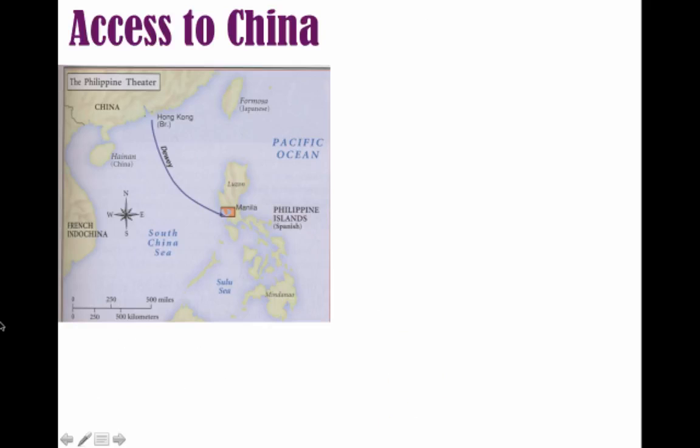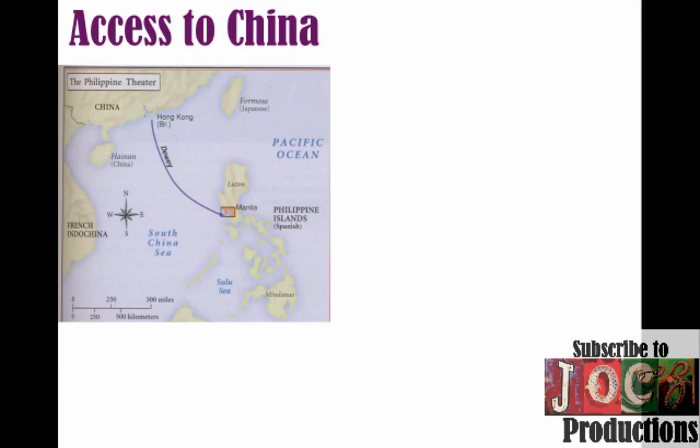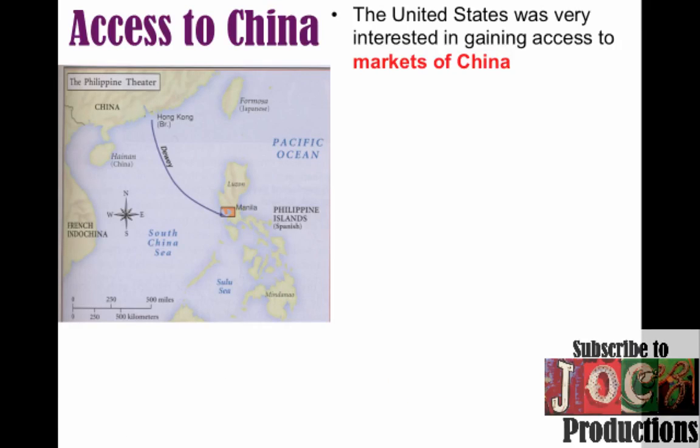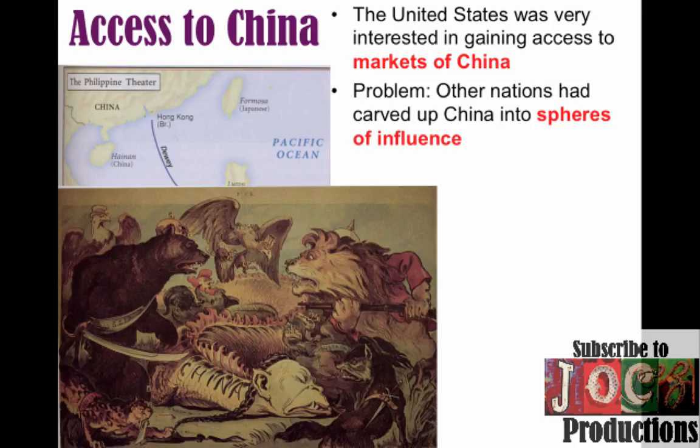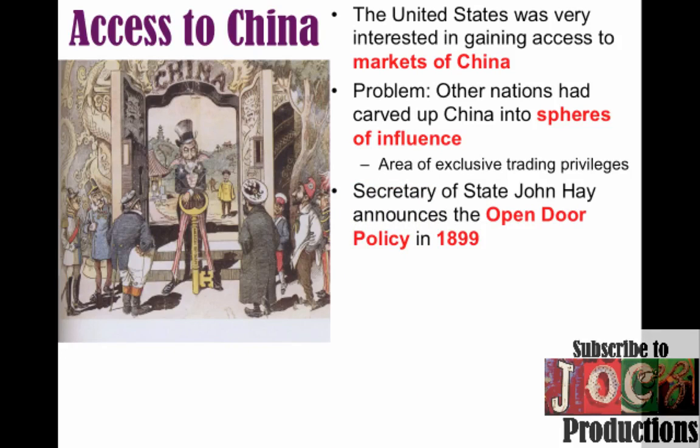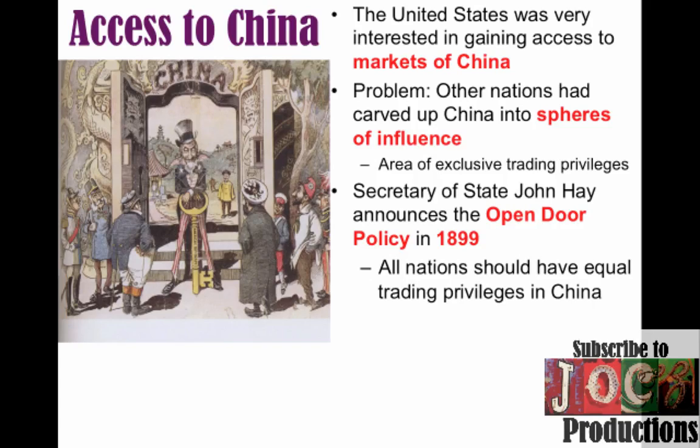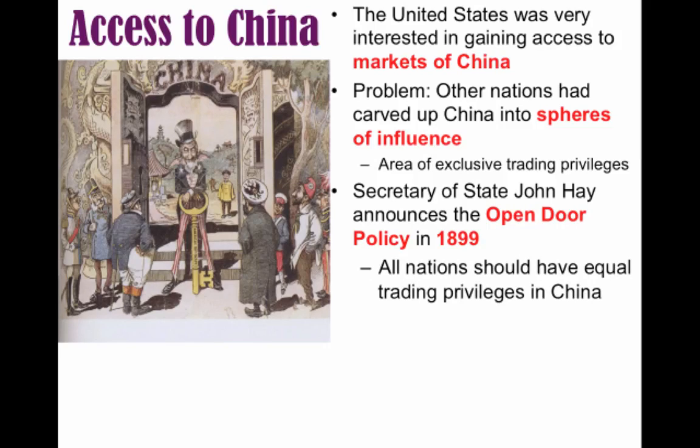One of the reasons why the United States was so interested in the Philippines was its close proximity to China. And for a very long time, the U.S. was interested in gaining access to the markets of China. The problem, though, is other nations had carved up China into what were known as spheres of influence. Those were areas of exclusive trading privileges. No other nation was allowed in their particular sphere of influence. So in the United States' response, Secretary of State John Hay announces the Open Door Policy in 1899. And in that policy, it declared that all nations should have equal trading privileges in China.